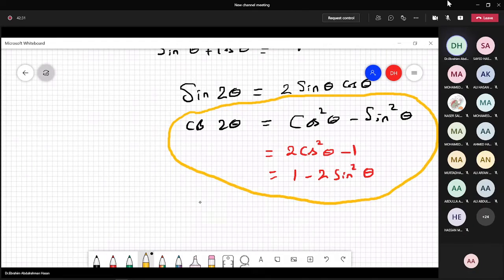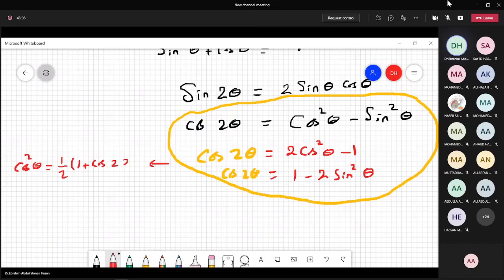So cosine 2 theta. From the second one, cosine 2 theta equals 2 cosine square theta minus 1. Then I can write here cosine square theta equals, take this one to the left hand side and divide it by 2. So then it is equal to half of 1 plus cosine 2 theta.